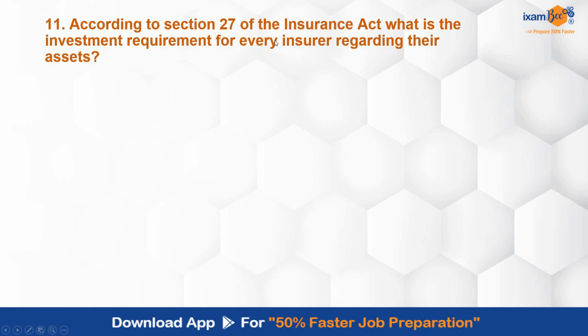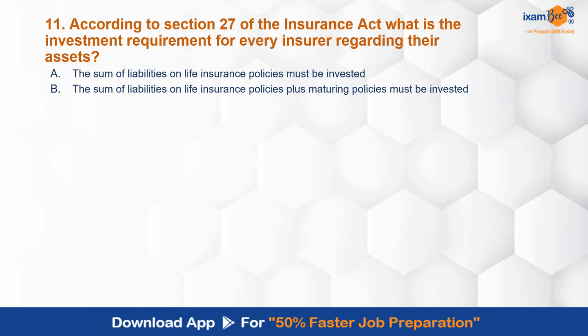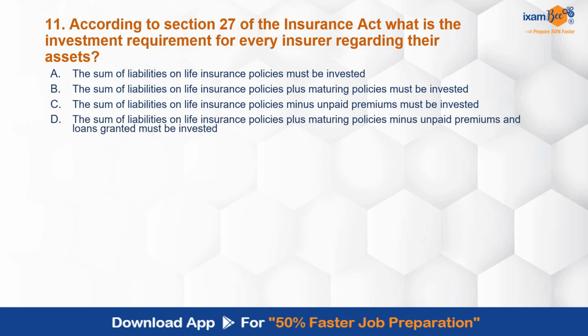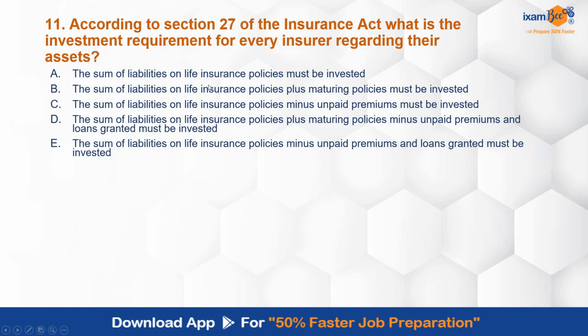According to Section 27 of Insurance Act, what is the investment requirement for every insurer regarding their assets? Sum of liabilities on life insurance policies must be invested. Sum of liabilities on life insurance policies plus maturing policies must be invested. Sum of liabilities on life insurance policies minus unpaid premiums must be invested. Sum of liabilities on life insurance policies plus maturing policies minus unpaid premiums and loans granted must be invested. Sum of liabilities on life insurance policies minus unpaid premiums and loans granted must be invested. So according to this section of the Act, what is the investment requirement for every insurer regarding the assets?